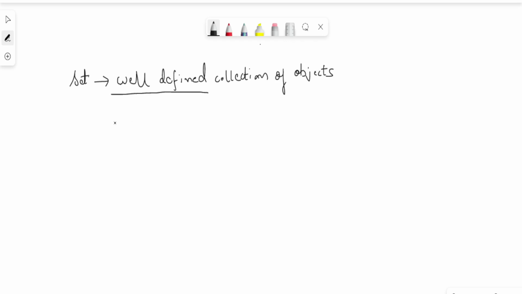We also studied the different representations of a set. One was roster form and the other was set builder form, right? In roster form we write the elements in curly braces separated by commas, like this. In set builder form, we build a set. For example, it is a collection of all such x such that x satisfies some property, right? So this was the kind of representation that we learned in the last class. Today we will learn about different types of sets, right?